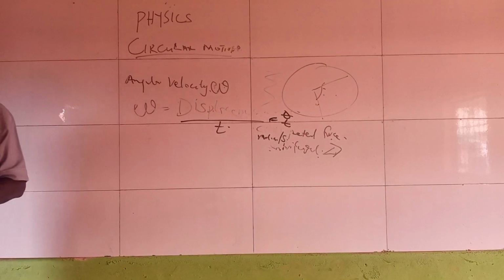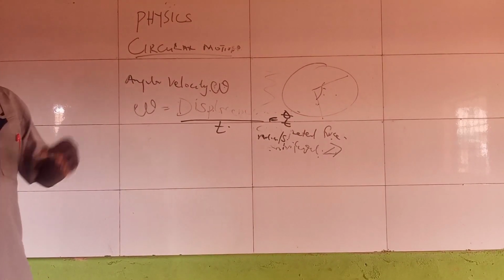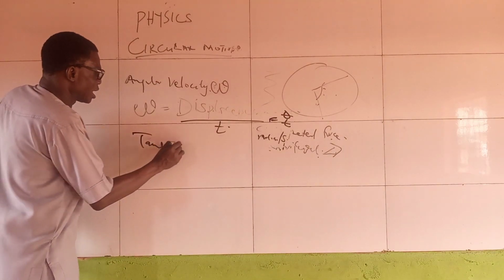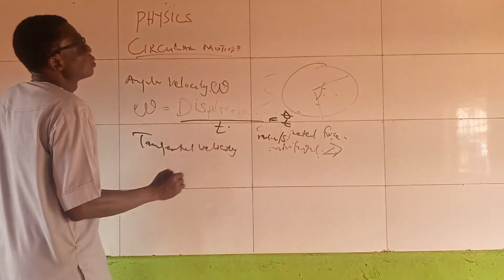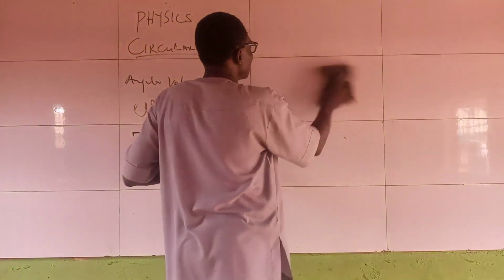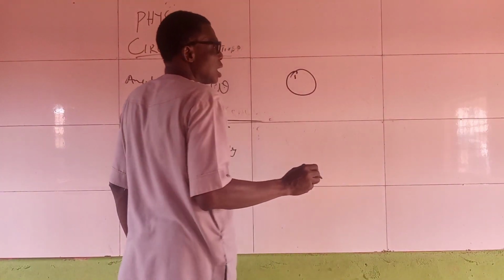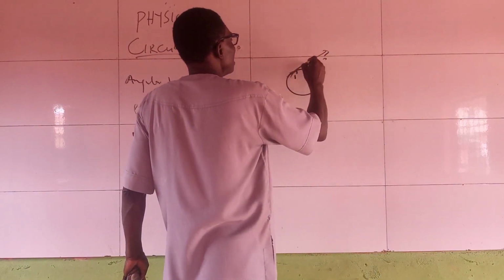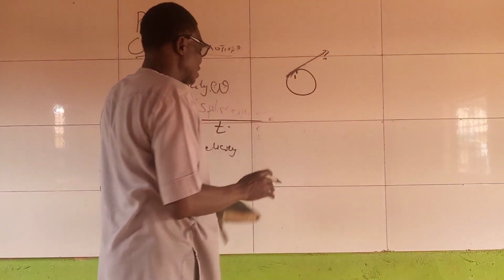Let's also consider one other term that we use in circular motion. In our next lecture, we will continue with tangential velocity. As we know, this is a complete circle, and in this complete circle, there is a target. This is A. The body moving here has a tangential velocity.